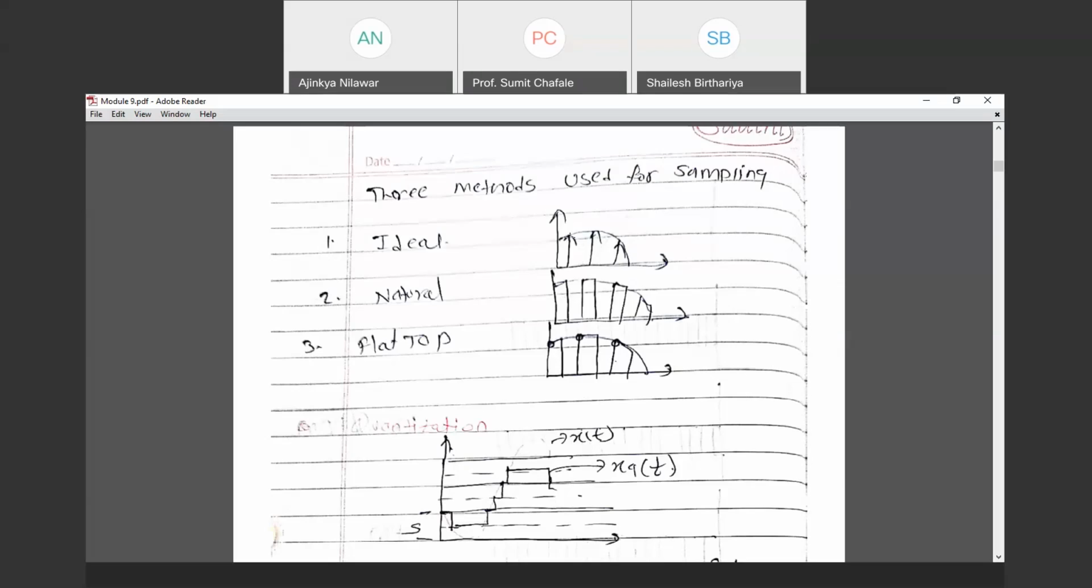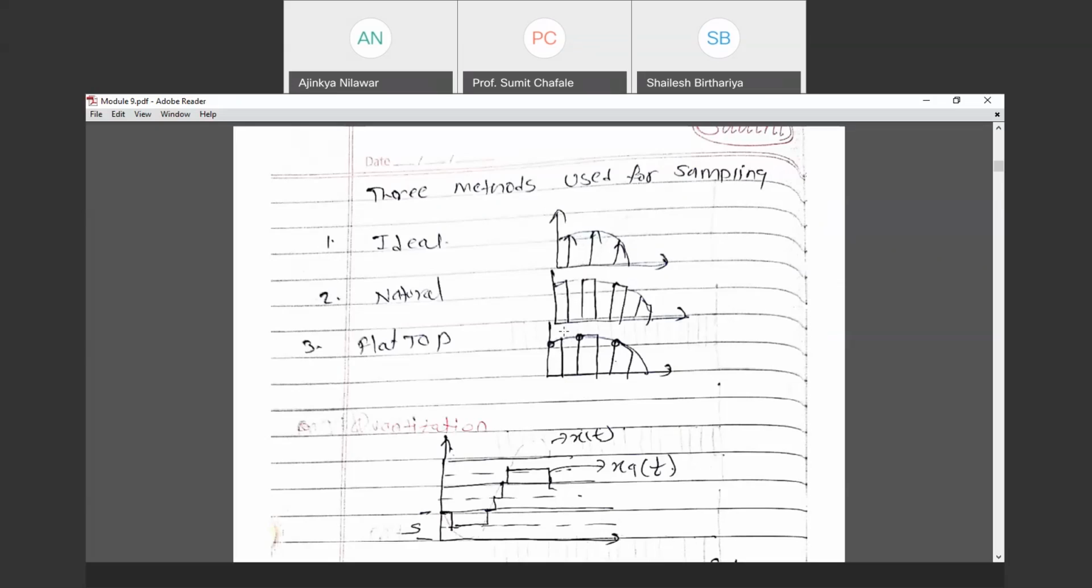For sampling we have three different types. First is ideal, second is natural, third is flat top. As far as digital communication is concerned, most of the time we deal with flat top sampling. So what is flat top sampling? In flat top sampling, the signal will start at the bubble. Then a finite-duration signal is generated, that means a pulse is generated, and it will end.